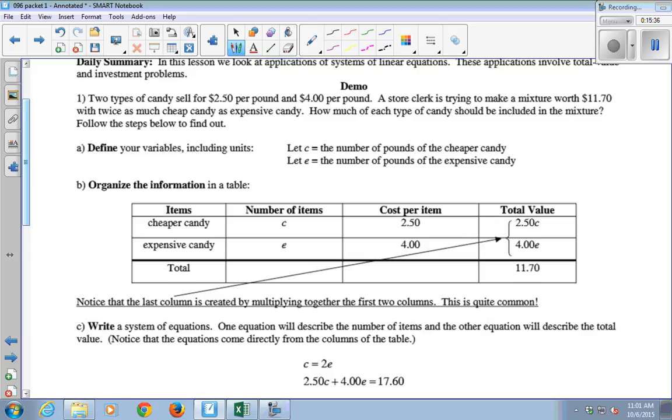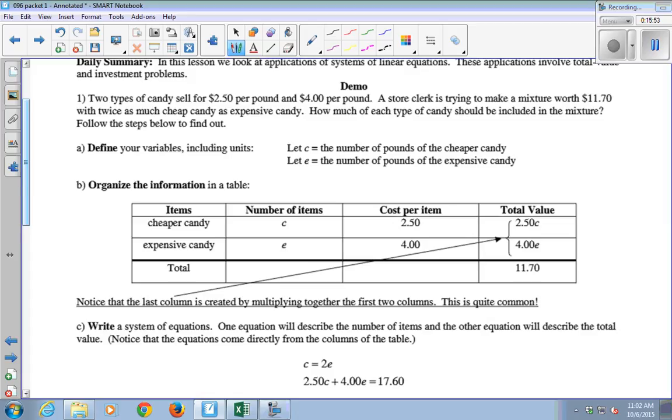So sometimes it's helpful to use the letter to help remind you what it stands for, like C for cheap and E for expensive. But if you like X and Y, you can always just stick with X and Y too. It's a personal choice. All right, and then I made this little table, right?